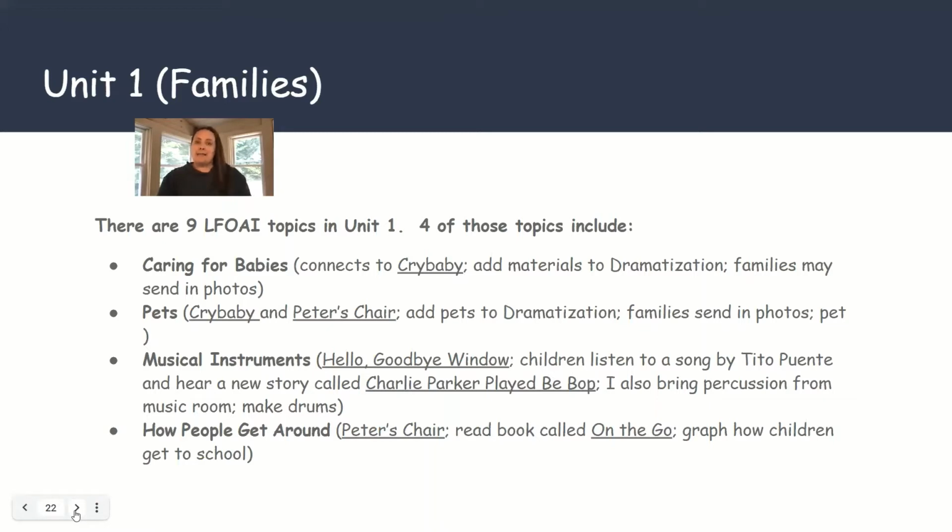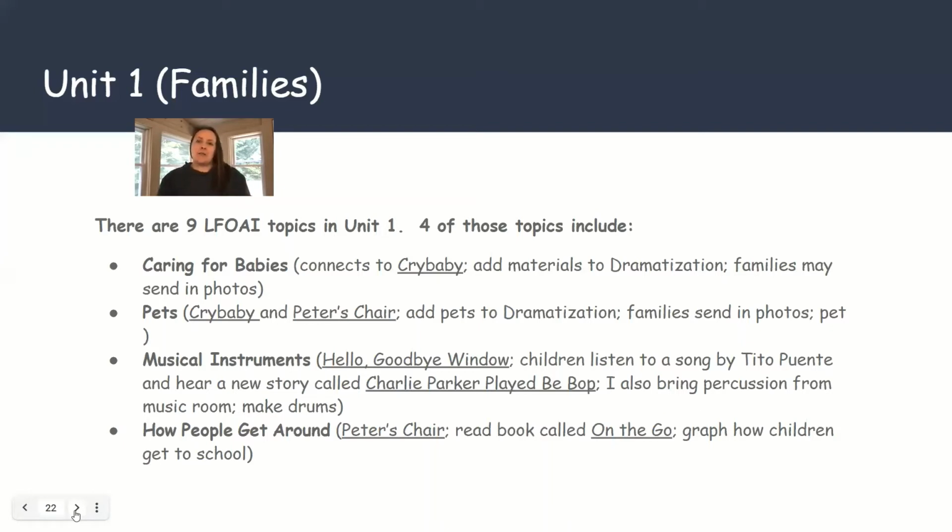Another topic is pets, which connects to Cry Baby, where there is a dog, and Peter's Chair, where there's Willie. You can ask for photos of pets, or children can bring in little stuffed animal pets and add those to dramatization. There's also musical instruments, which connects to the read aloud Hello, Goodbye, Window. During this "Let's Find Out About It," children listen to a song by Tito Puente, and they hear a new story called Charlie Parker Played Bebop. They will retell the story of Charlie Parker and all the sounds in that story over and over throughout the year.